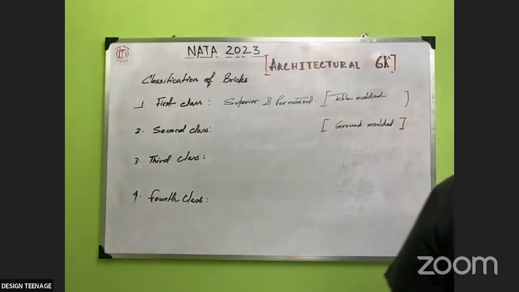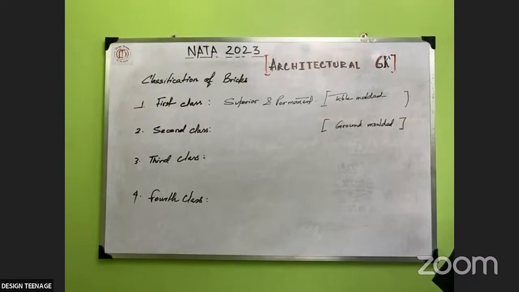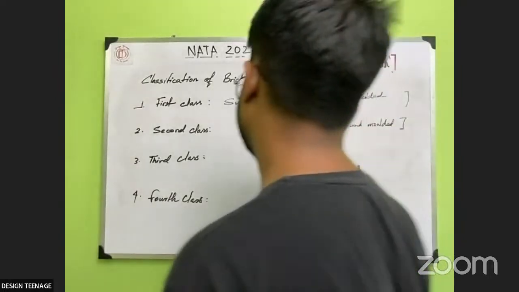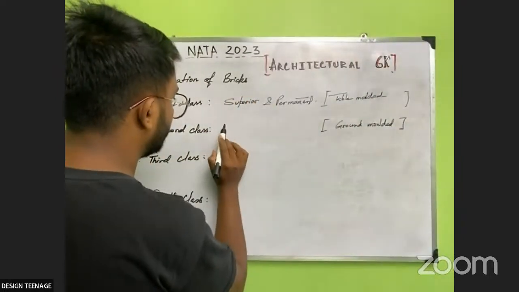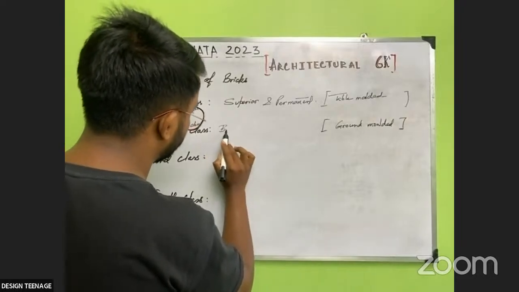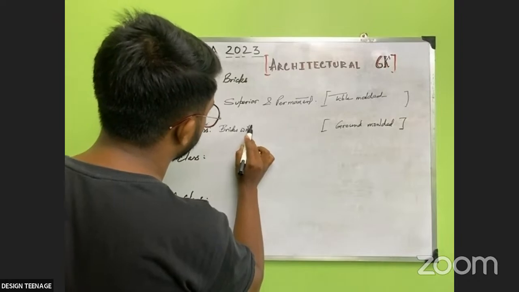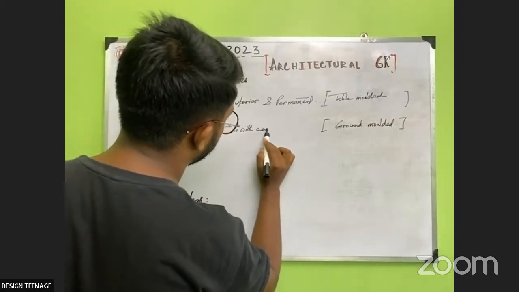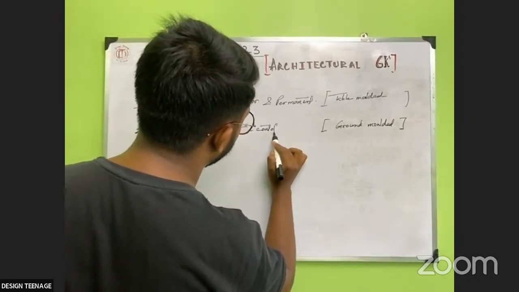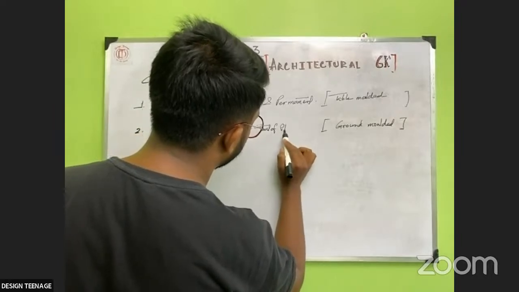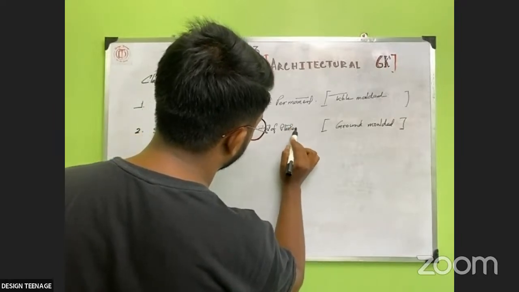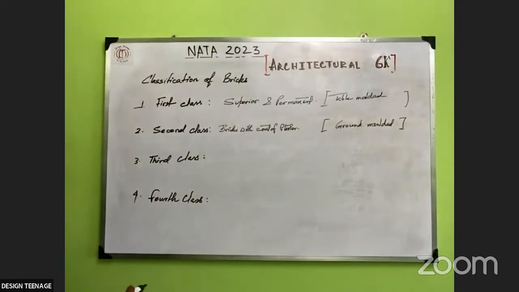Now, where are these used? Second class bricks are commonly used in places where brickwork is to be provided with a coat of plaster. So, bricks with a coat of plaster. This is where second class bricks are used.